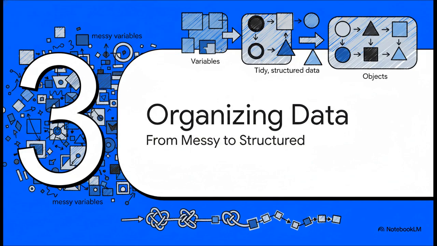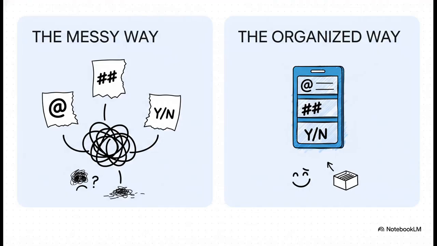Okay, let's move into our code and see how this all builds up in section 3, organizing data with objects. We're going to go from messy variables to tidy, structured data. See, every single application needs to handle data, but not all data is created equal. So the big question is, how do we keep related pieces of information grouped together in a way that makes sense?